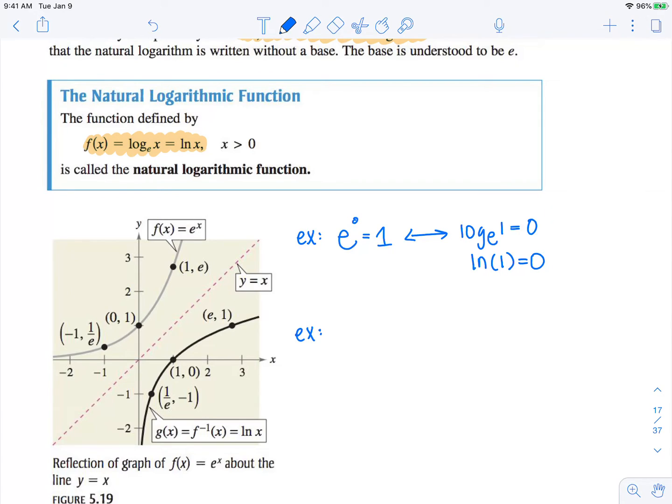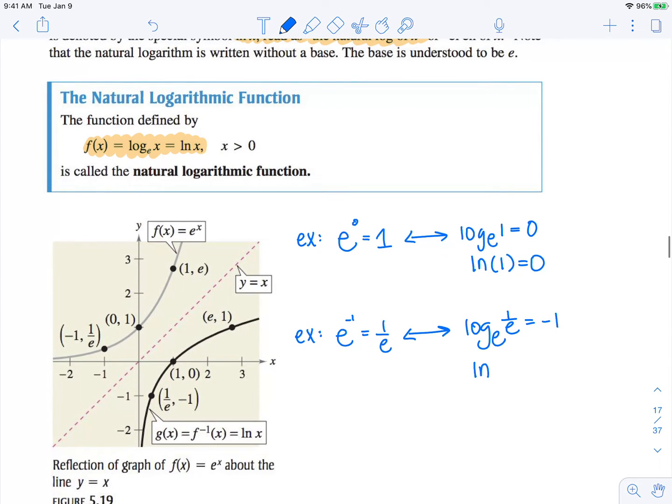I can also tell you, for example, that e to the negative 1 equals 1 over e. In logarithmic form, that's log base e of 1 over e equals negative 1. But instead of writing log base e, we would just say ln of 1 over e equals negative 1. So it's very, very important that you remember that log base e of x is just written as ln of x.